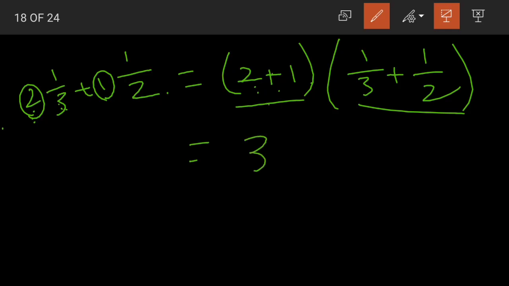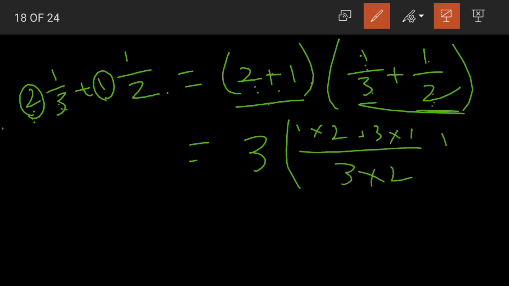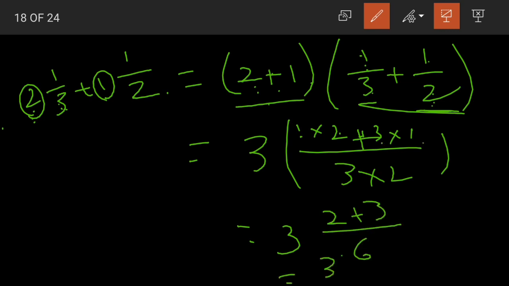2 plus 1 becomes 3. Now 1 by 3 plus 1 by 2. Here again both the denominators are prime numbers, right? So we can simply cross multiply. 1 into 2 plus 3 into 1 divided by 3 into 2. Yes, students? Now 1 2s are 2 plus 3 1s are 3 divided by 3 2s are 6. The answer becomes what? 3 5 by 6. Answer becomes what, students? 3 5 by 6.